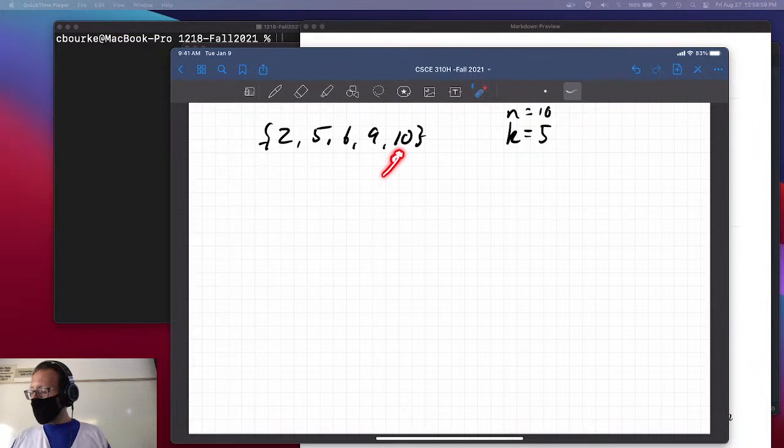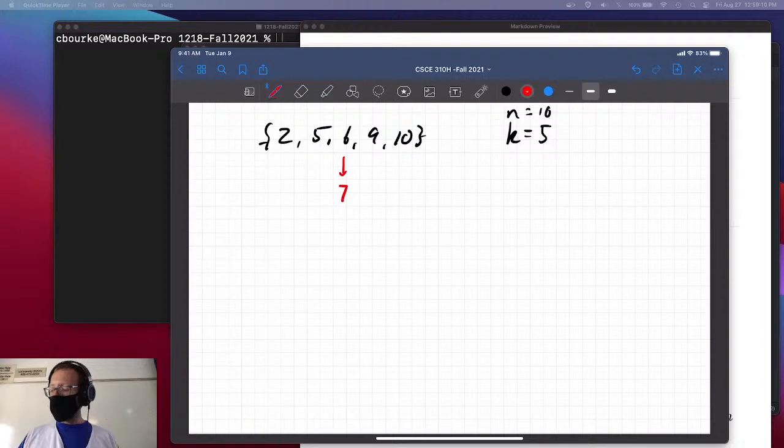We've run out of room. Hey, we have room to grow here. What can I do with that? I could go to the next value, 7, 9, 10, 5, and 2. So that's the next K combination, next 5 combination.